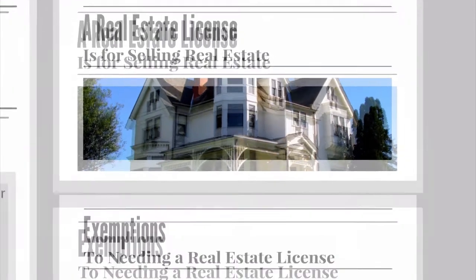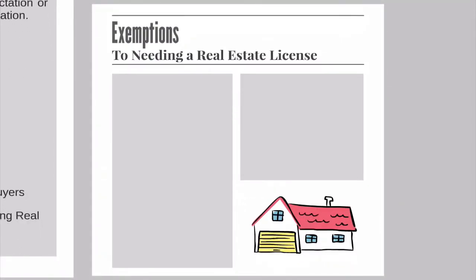Now, there's always exemptions to licensing. Obviously, if you own the property or are taking care of your own property, that's an exemption. If you're operating under a power of attorney, which is a piece of paper that authorizes you to act for someone else, in which case you'd be an attorney in fact, you don't need a license for that either.